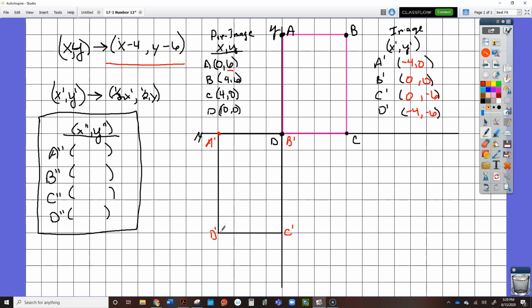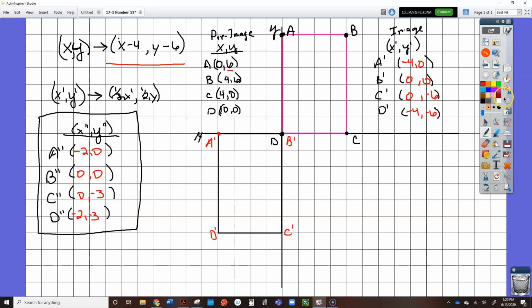Now, that's the first translation. Now we've got to follow that by a dilation. So I'm going to take each one of these images, each one of these ordered pairs, and I'm going to halve them. So half of negative 4 is negative 2, half of 0 is 0. Half of 0 is 0, half of 0 is 0, half of negative 6 is negative 3. So the points are negative 2, 0 and negative 2, negative 3. So I halved them.